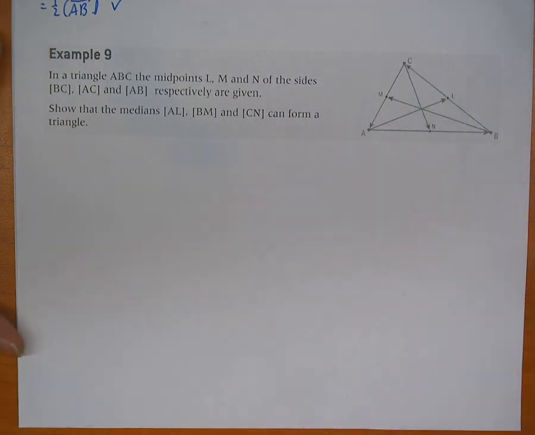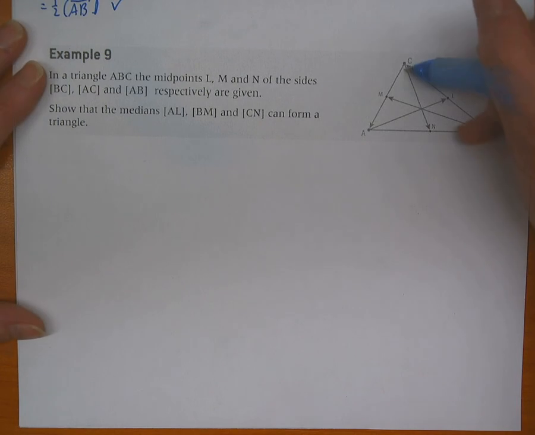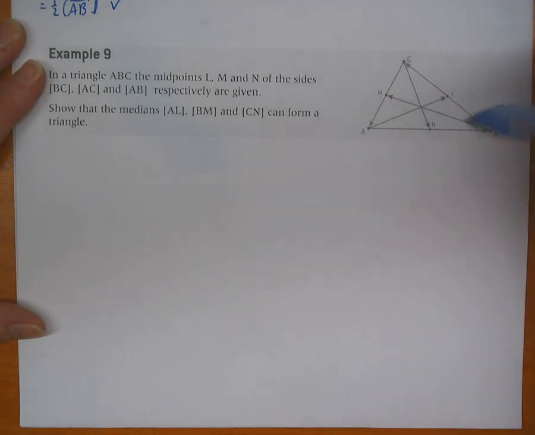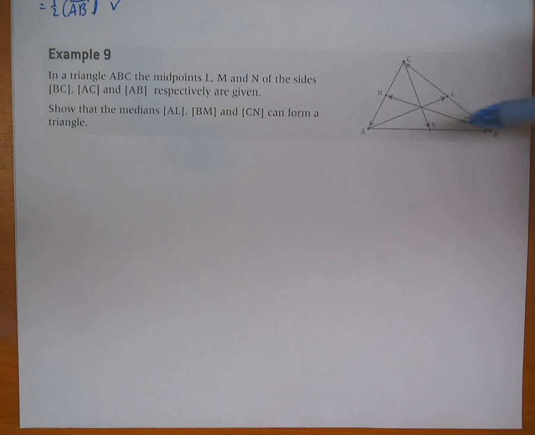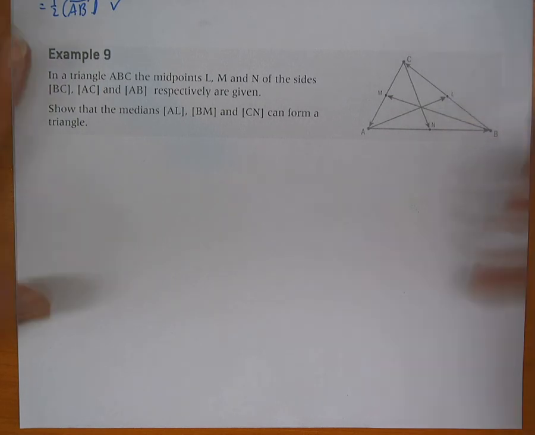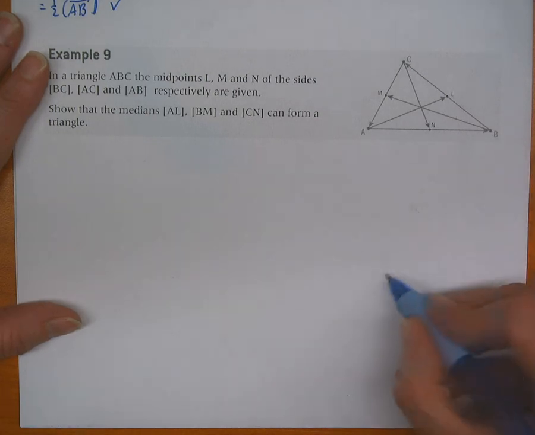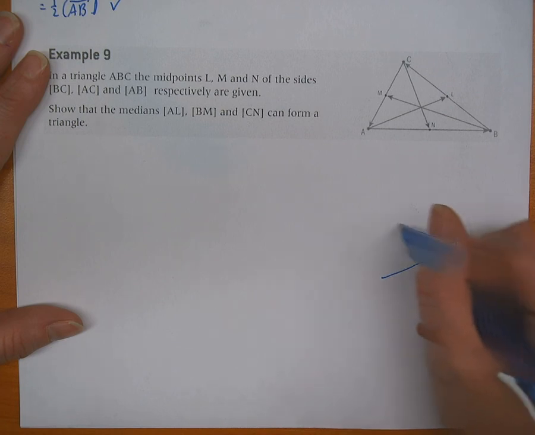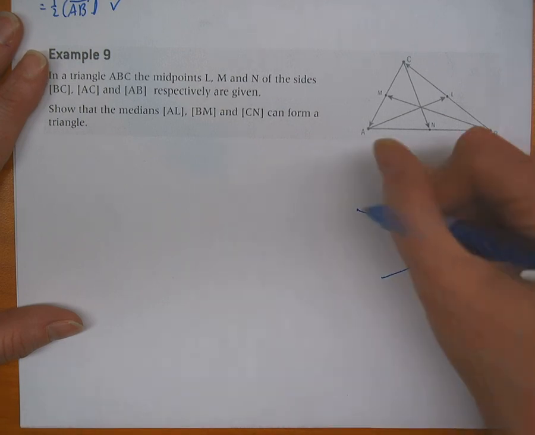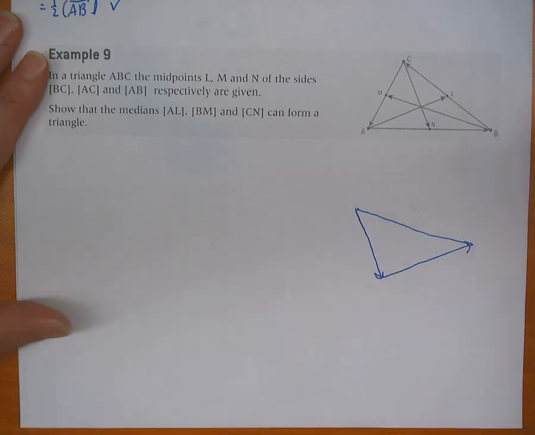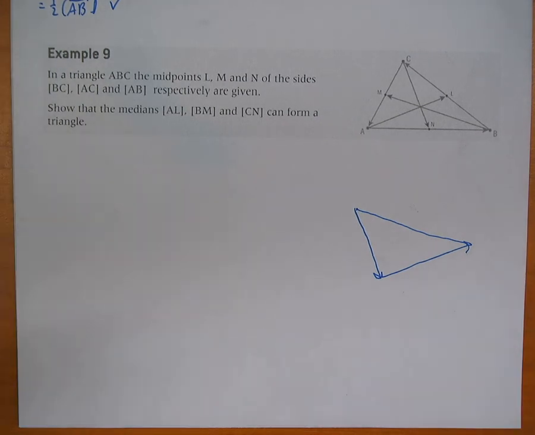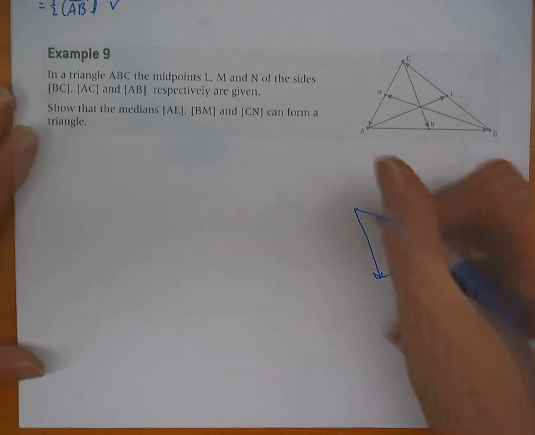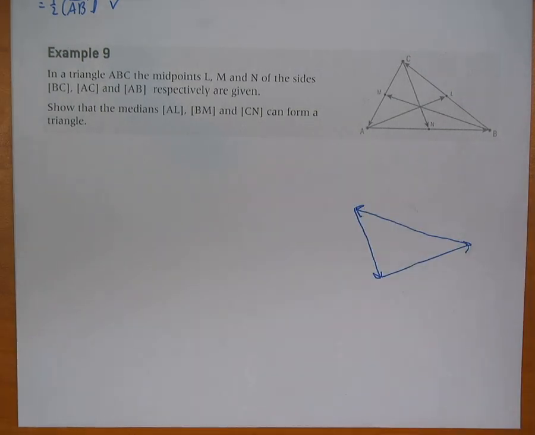So how can they form a triangle? Right? Like, how can CN, AL, and BM form a triangle? Because they're overlapping each other. Remember, vectors are movable. So if we redrew AL and then connected BM to it, and then connected CN to it, they're saying that if we moved the vectors around to meet end to end to end like this, they could form a triangle. Okay, that's what we're trying to show.